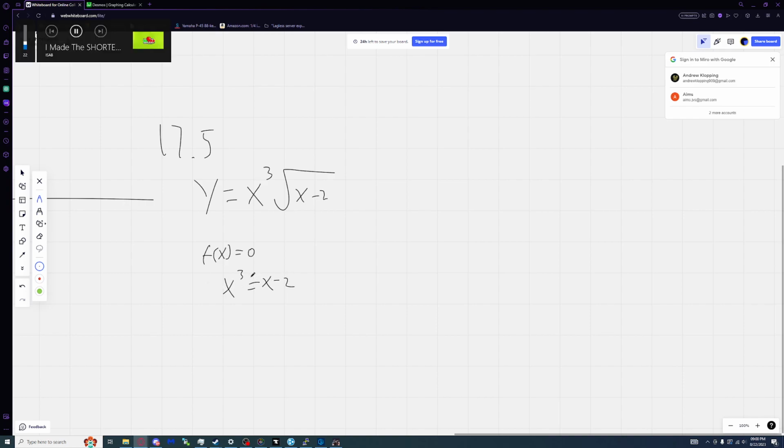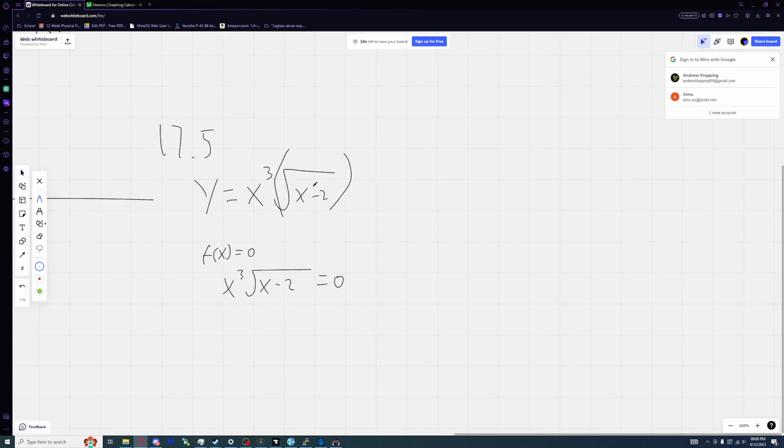Now before we solve, x cubed times the square root of x minus 2 is equal to 0. Before we solve this, find the domain. This is our restricting function, because if this goes negative, then we don't have a graph. So this becomes negative anywhere less than 2. At 2, it's 0. Therefore, by the way, we just found one of our x-intercepts at (2, 0), because that sets this equal to 0.